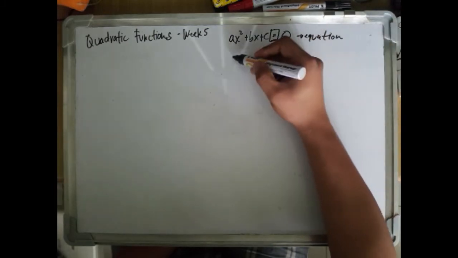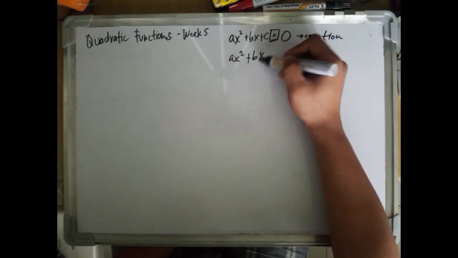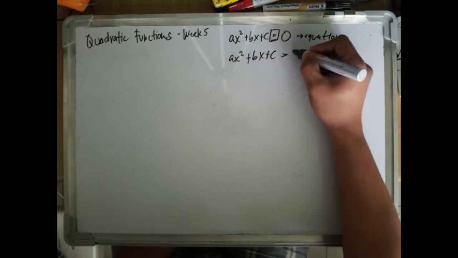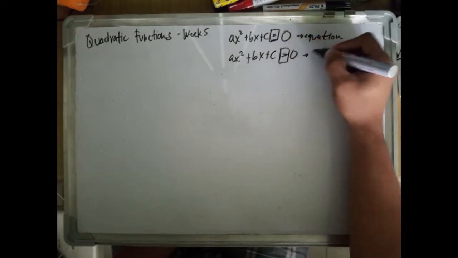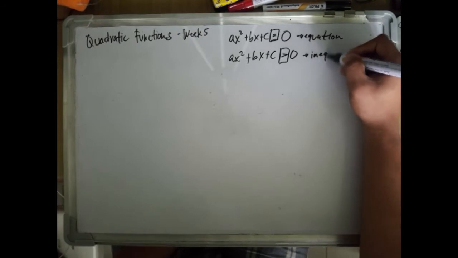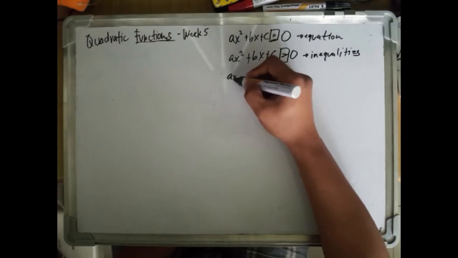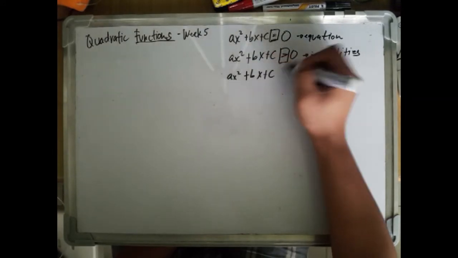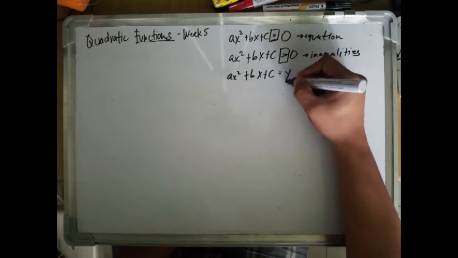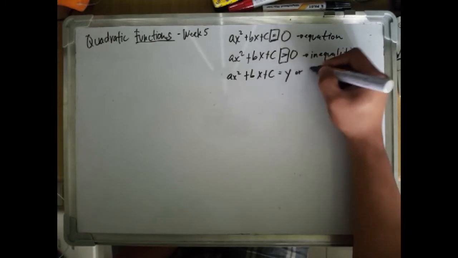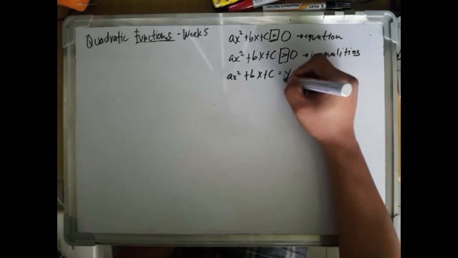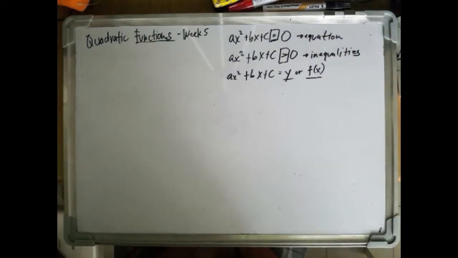Okay? Kapag inequality, pwede natin gamitin ang ax squared plus bx plus c, pero gagamit tayo ng inequality symbol. So these are inequalities. Ngayon, functions. Ibig sabihin, yung ax squared plus bx plus c ay pwede siyang equal sa y or tinatawag nating f of x. Ibig sabihin, meron na siyang other variable na y or a function of x.